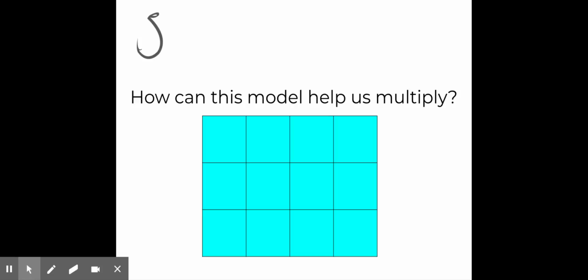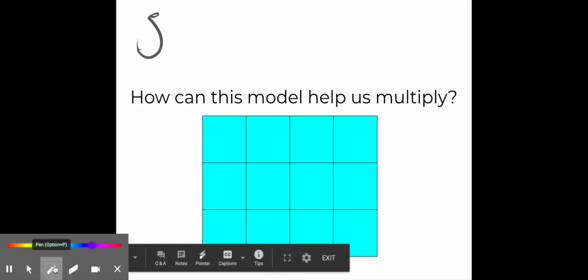How can this model help us multiply? If you want to pause and write down some ideas or share with someone who's near you, you can, or you can keep the video going. When I see this model and I ask myself this question, how can it help me multiply? It takes me back to when we used arrays to help us with multiplication.